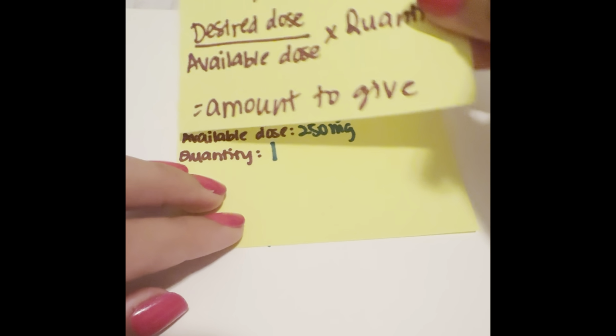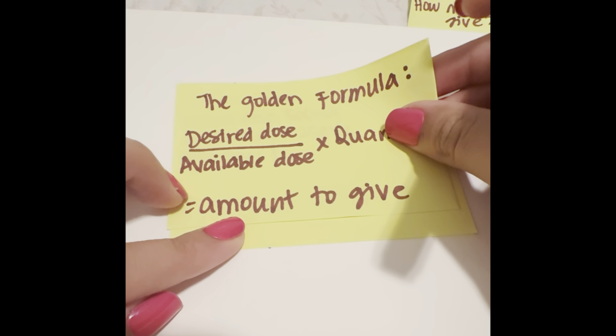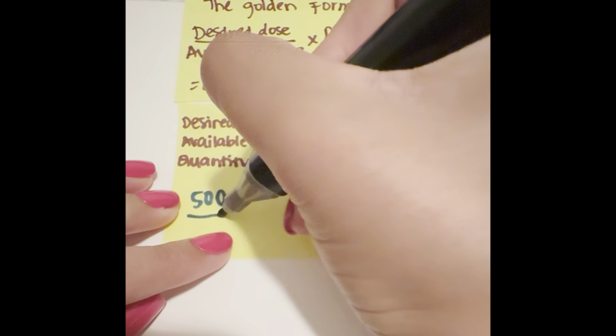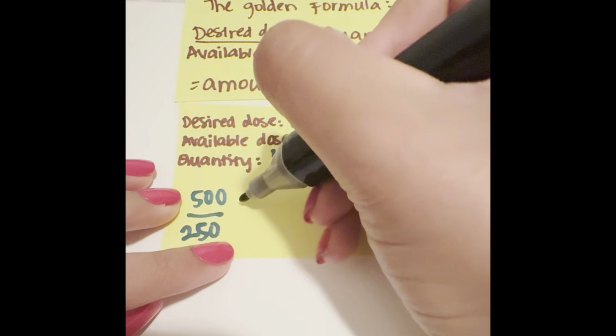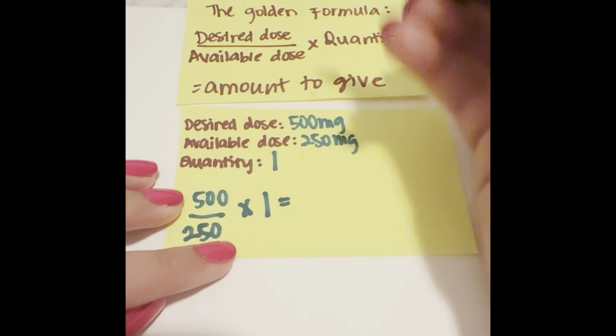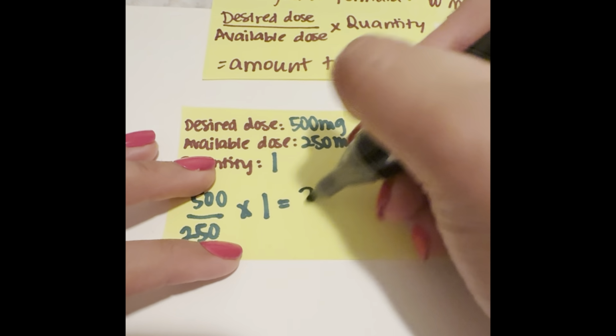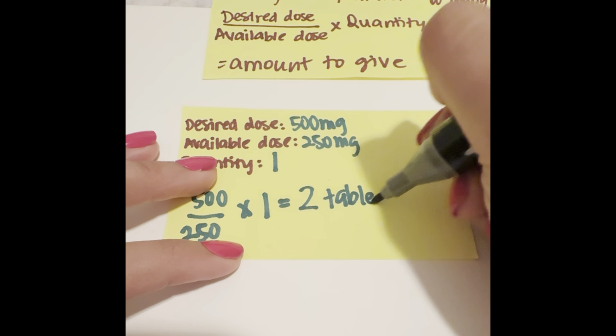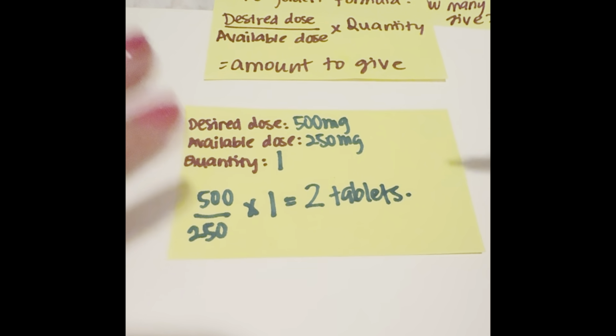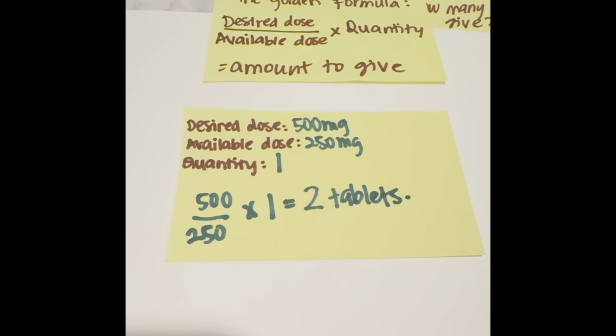So now we can easily apply the formula right here. You do desired dose, which is 500, divided by 250, multiplied by 1. The HESI gives you a calculator, so you can easily put this in the calculator, or you can do the calculation mentally, but your answer will be 2 tablets. That's what you're going to give your patient, 2 tablets. Easy, right? Let's do another example.